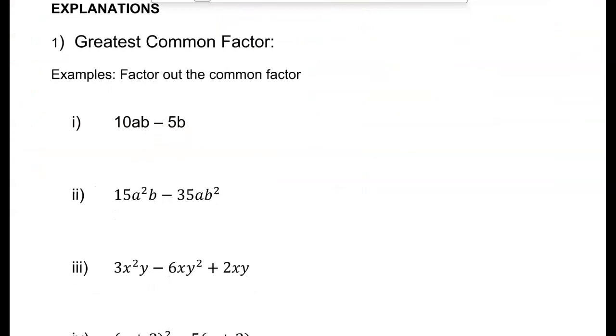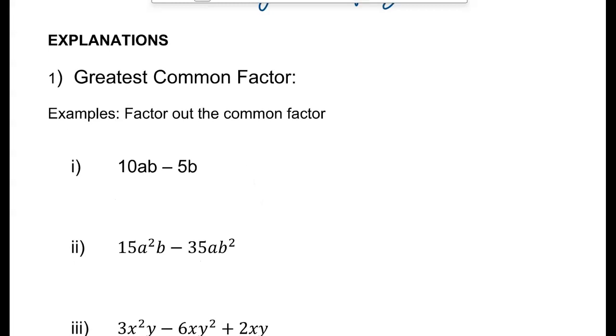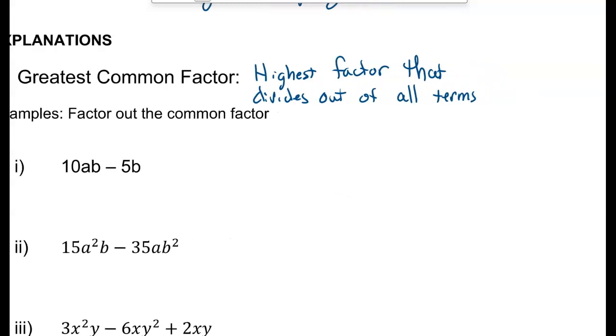When we're looking for the greatest common factor, what does that mean? It's the highest factor that divides out, or undistributes, of all terms. Are you with me on that? It's almost like undistribution. This is another reason why we learned exponents and worked with number sense first. Really, greatest common factor is undistributing. I'm going backwards. So we're going to have parentheses when we work with this.